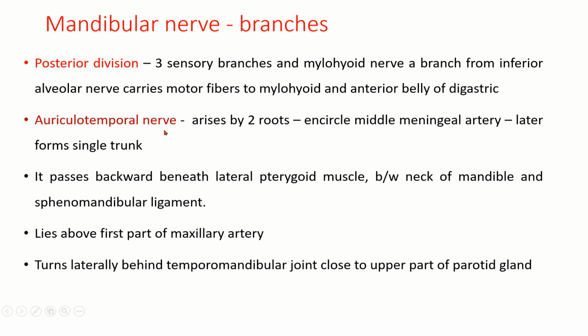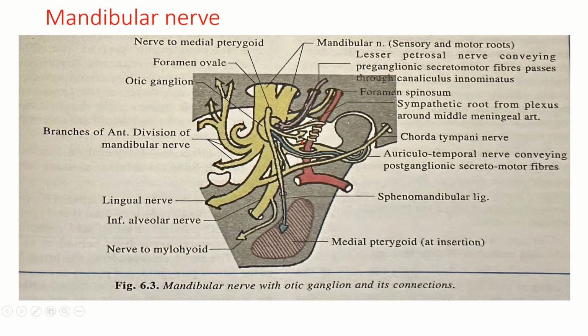First, let us deal with the auriculotemporal nerve. It arises by two roots, encircles middle meningeal artery, and later forms a single trunk. So this is how we identify auriculotemporal nerve. You can see in this diagram. See here, it arises by two roots, then encircles middle meningeal artery, then forms a single trunk. This is the auriculotemporal nerve.